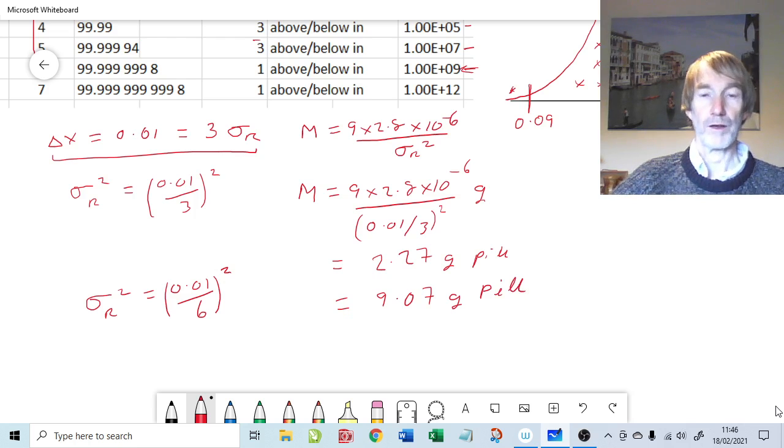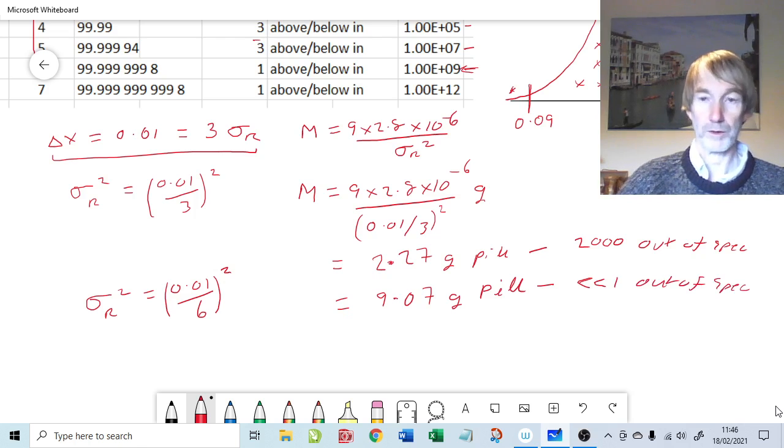Okay, so this 2.27 grams will give us a pill where we know 2000 are going to be out of spec. Not good enough. Here we know that we have very much less than 1 out of spec. Good enough. Arguably 5 sigma could also be good enough.